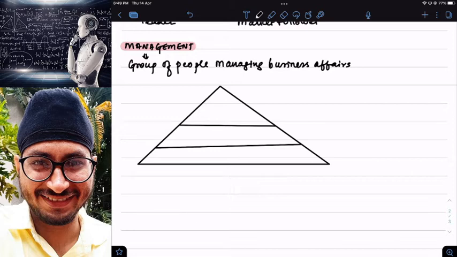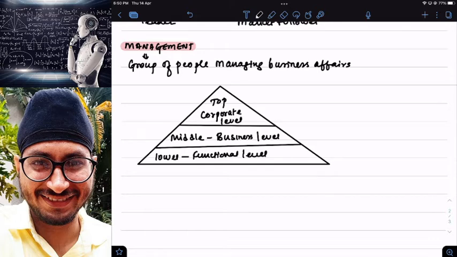There are three levels of management. One is lower level, also called functional level. Then we have middle level, which is also called business level. And then we have top level, which is also called corporate level. Clear? So how many levels of management are there? Three levels: top level, middle level, lower level, also called corporate level, business level, functional level.